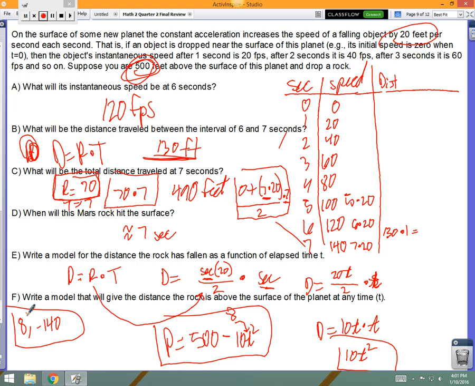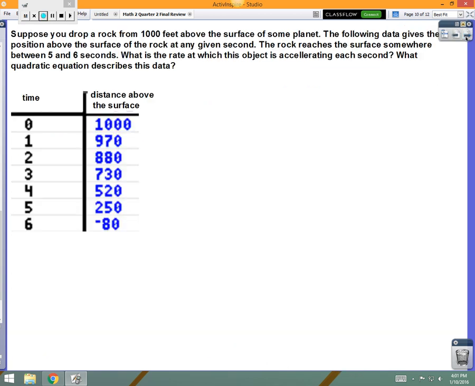Okay, so now let's look at the next question. Suppose you drop a rock from 1,000 feet above the surface of the planet. Okay, this table gives the position above the surface of the rock at any given second. The rock reaches the surface somewhere between 5 and 6.